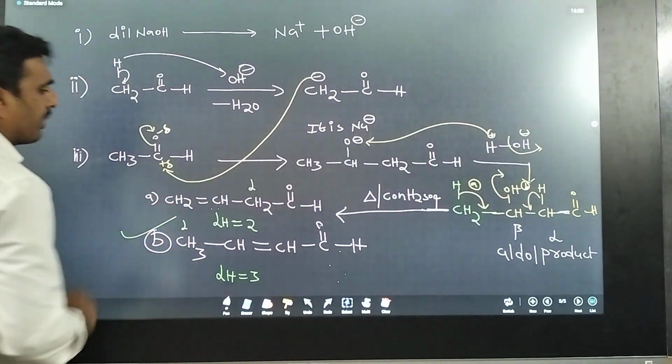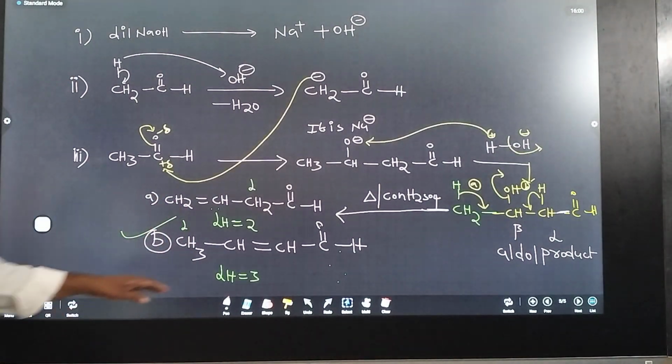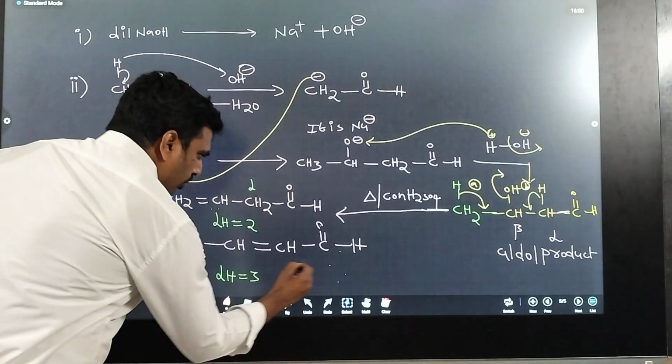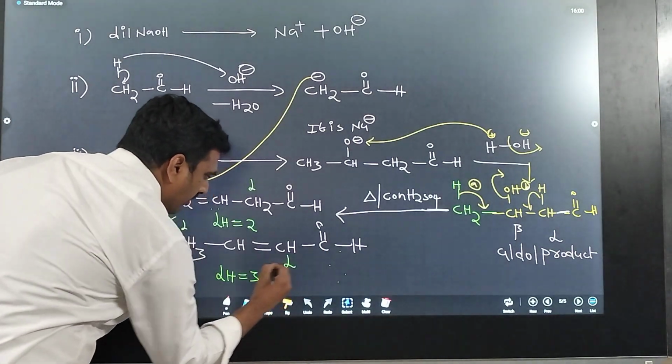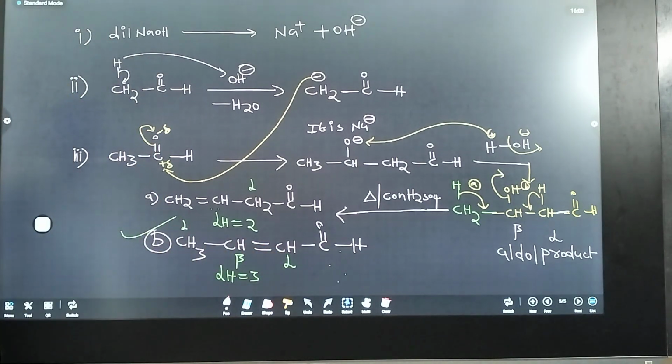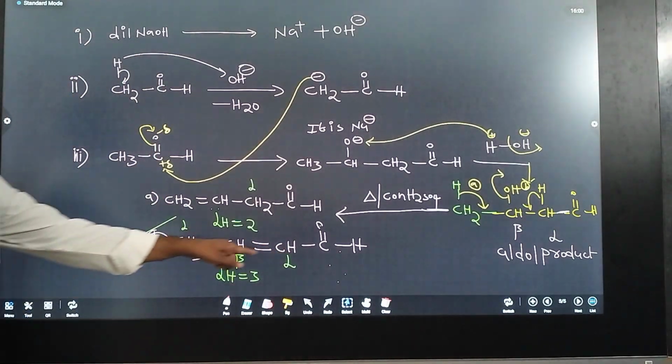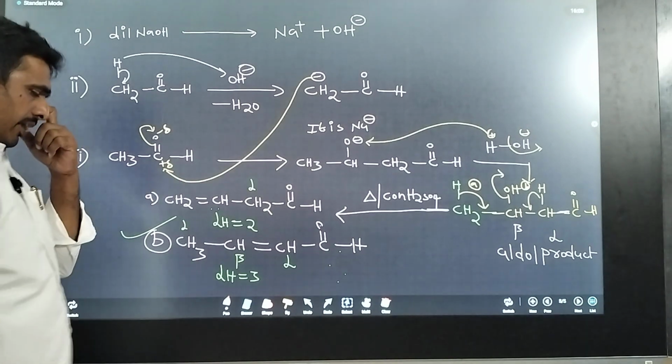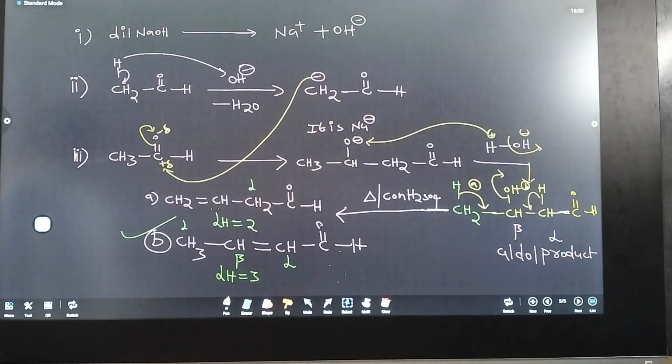So that's why this is the major product. Okay, this is a major product. The carbons adjacent to the functional group are called alpha and beta carbon. Alpha beta unsaturated carbonyl compounds are formed in that reaction. So this is the mechanism.